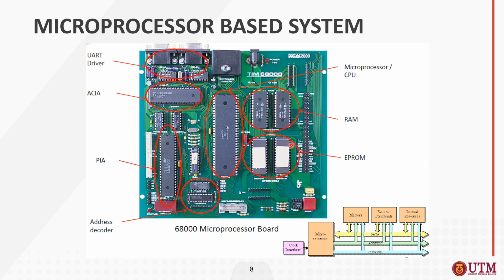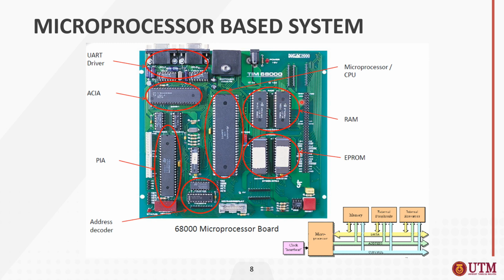And then this is the EPROM. So EPROM is erasable programmable read-only memory. It is used to store the memory, okay? And it doesn't lose any data when the power supply is turned off. So it is a little bit different from the RAM, random access memory.